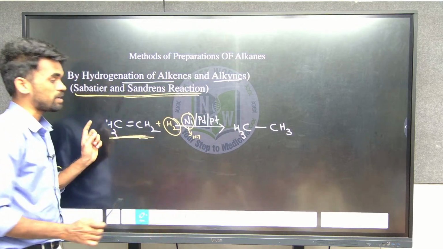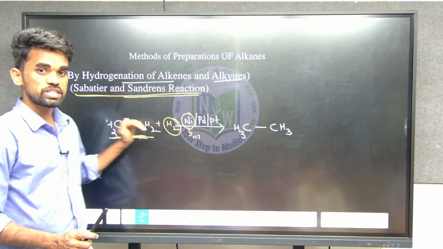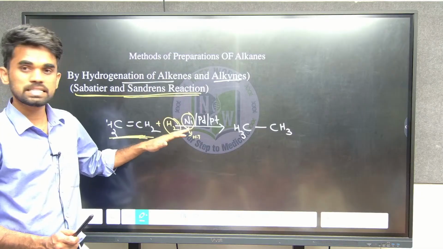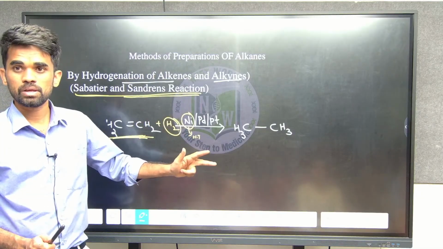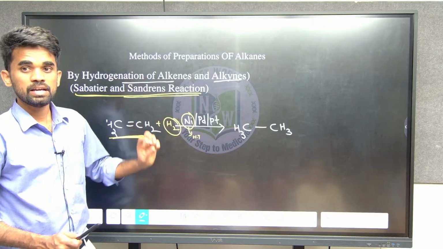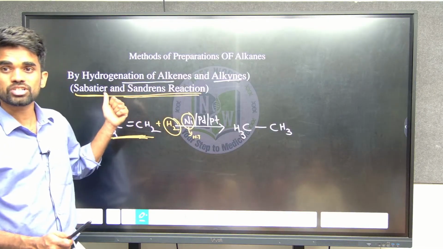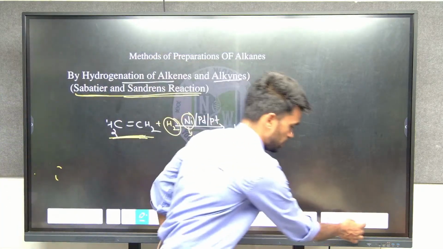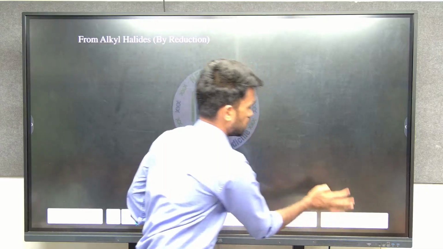Okay, what is the catalyst we are using in hydrogenation of alkenes and alkynes? Metal catalyst like nickel, palladium, platinum. And for which metal are high temperatures required? Nickel. If I use nickel, what is the name of that reaction? Sabatier-Senderens reaction. Okay, fine. Next one.